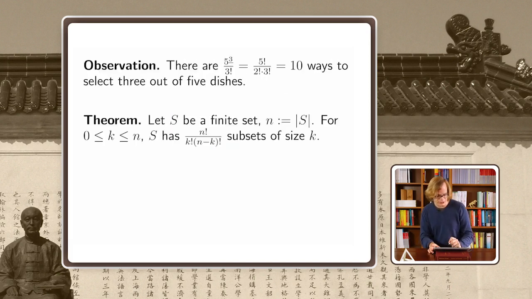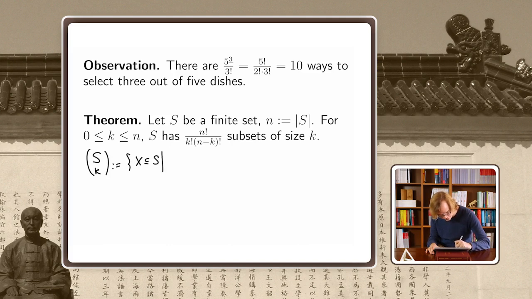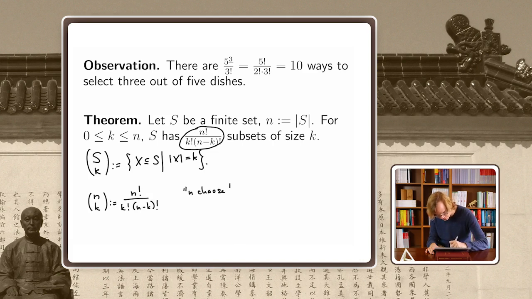So this is the following observation. And in general, if you have a finite set, then it has this many subsets of size k. And this is also very important, so I want to introduce a little bit of notation. So the first thing is S choose k. This is the set of subsets of S such that x has size exactly k. And then this expression here we pronounce it n choose k. We'll pronounce this S choose k. So we basically have proved that the size of S choose k is n choose k.